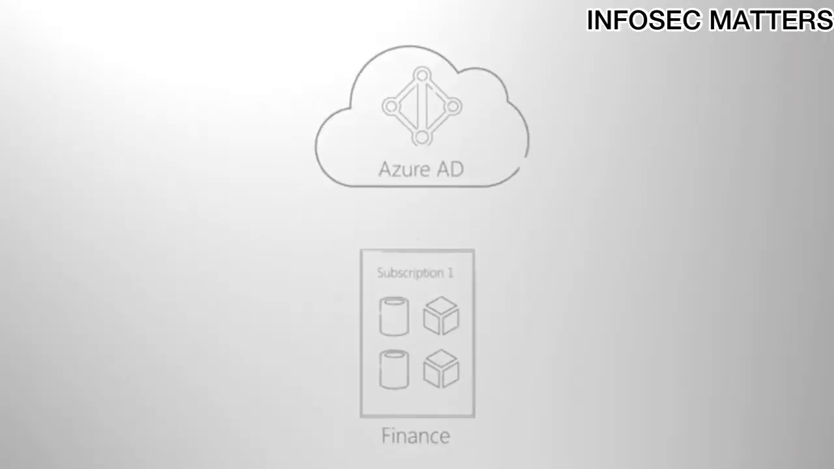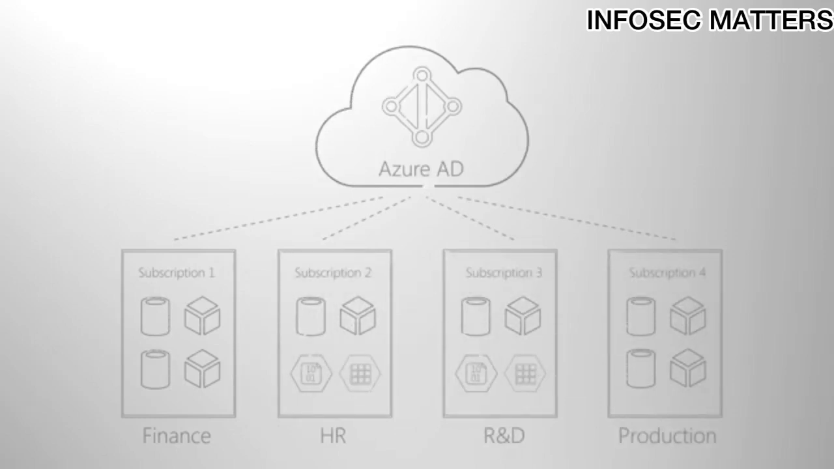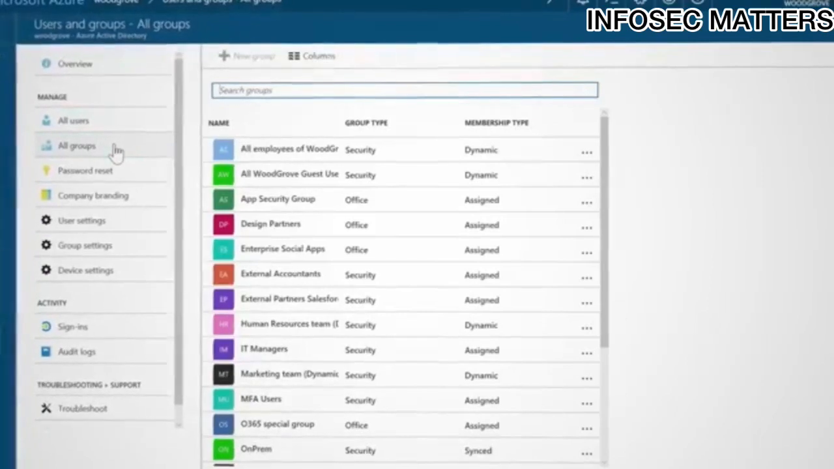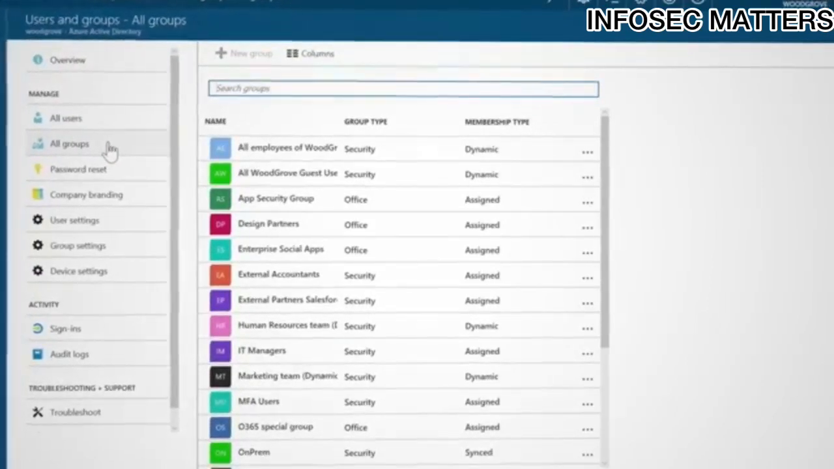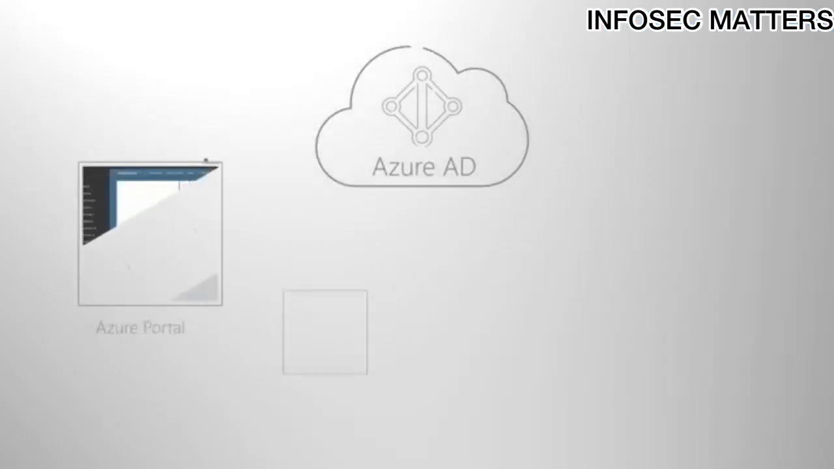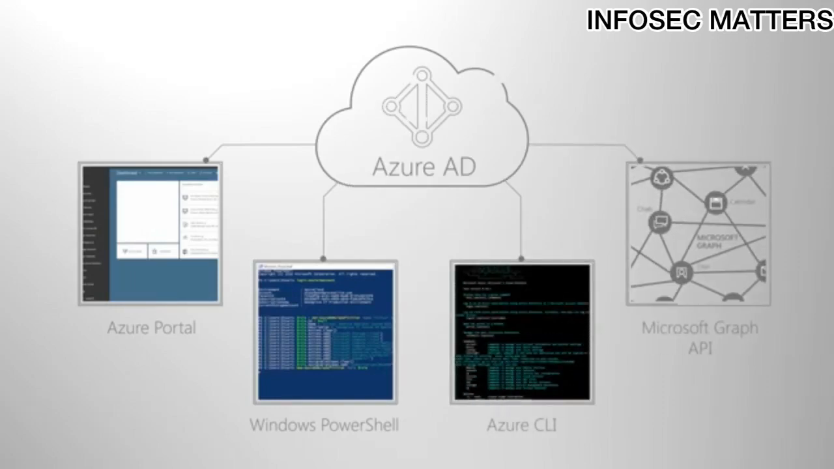This is the identity system for Azure. Every Azure subscription trusts an Azure AD tenant for sign-in, and multiple subscriptions can trust a single Azure AD tenant. In the Azure portal, you can view and manage the users and groups in the directory that can be granted access to Azure resources. You can also view sign-in activity and other audit logs. Azure AD can be managed from the portal, PowerShell, the Azure CLI, and programmatically using the Microsoft Graph API.